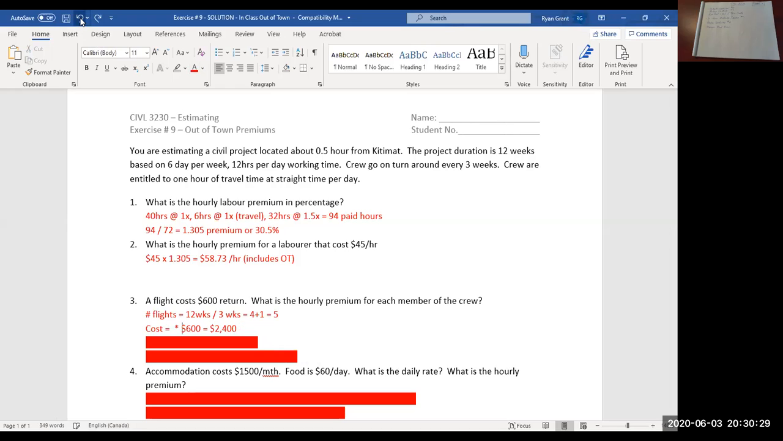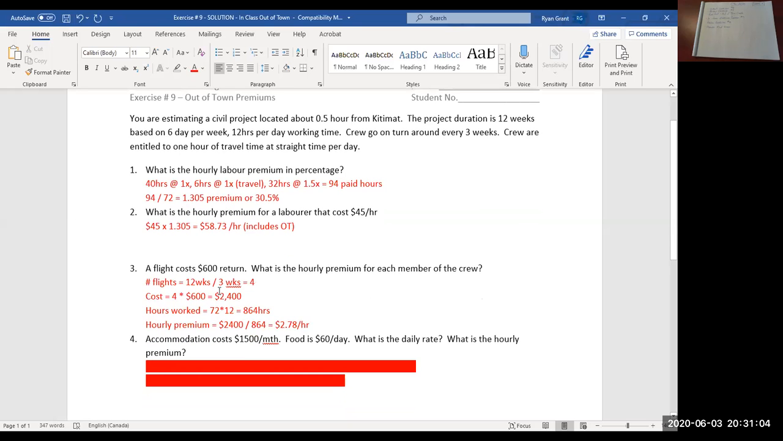I'm going to change this back there and delete this. Good catch. So it is 4 flights at $600, which is $2,400. Total hours worked doesn't change. And so your premium per hour then is the $2.78. Right. Okay. So that's your flight hourly premium that you would add to this other number up here.